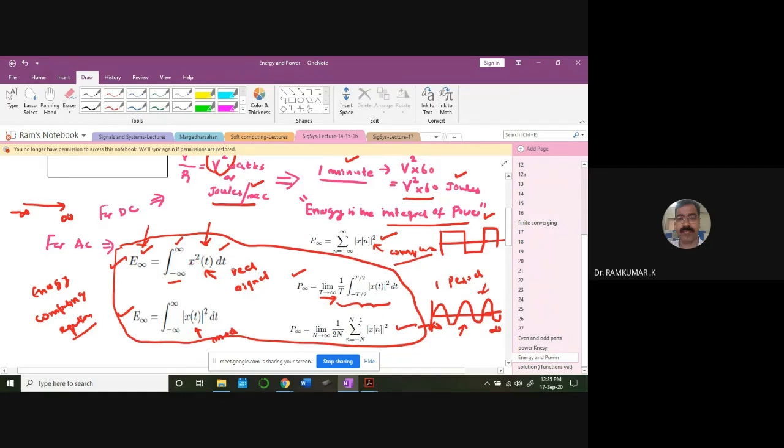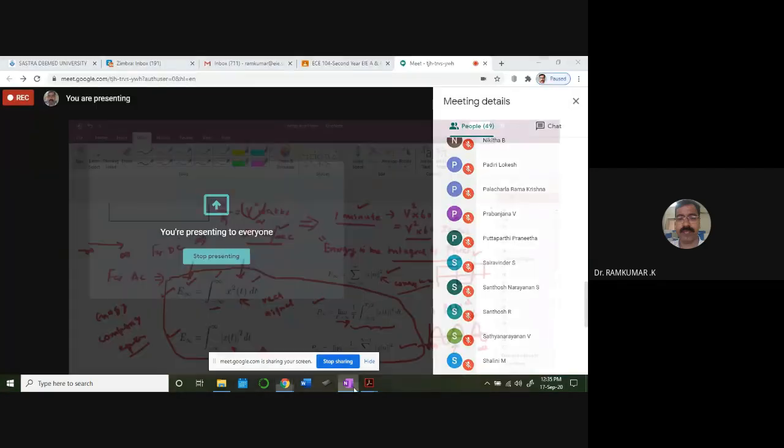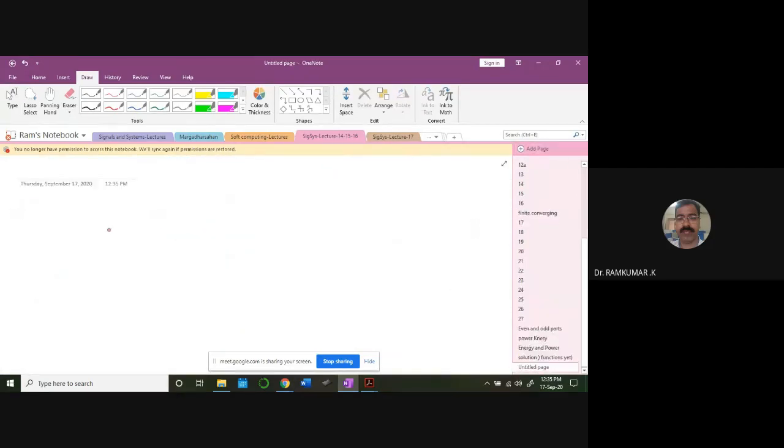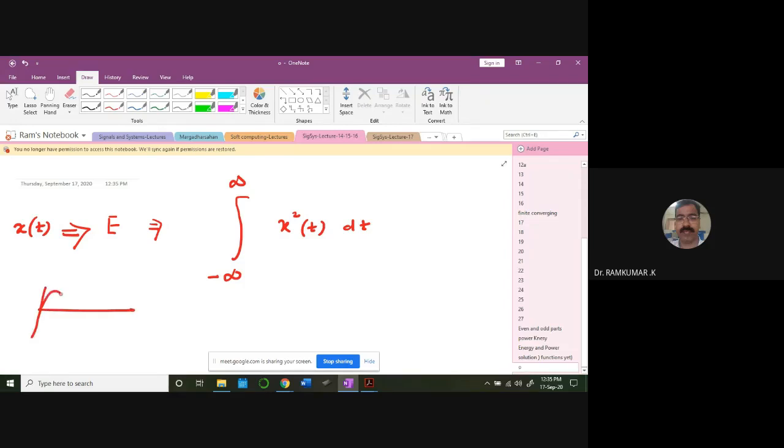Are you getting my point? What I'm asking? The question is clear. I'm going to compute the energy. When I compute the energy of the signal, I'm doing this operation. The signal is x of t. The signal exists like this, a periodic waveform.